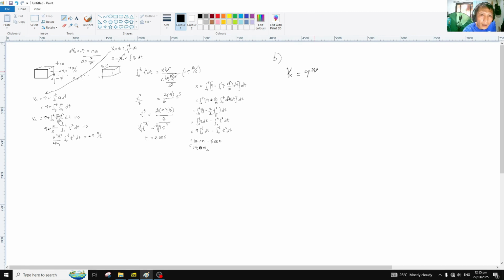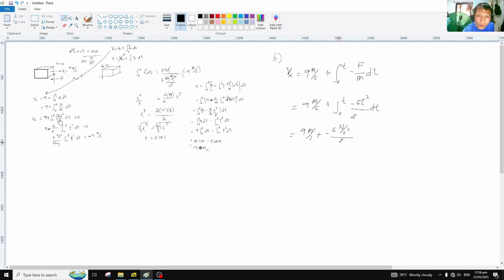Vx is equal to V0. You have your 9 meters per second, and then plus, again, that is a negative acceleration, negative F all over m dt. Substitute your F, from 0 to t. Your negative F is given from the problem, that is a function of time, 6t squared. So that is 6t squared all over 2 kilograms. Okay? dt.